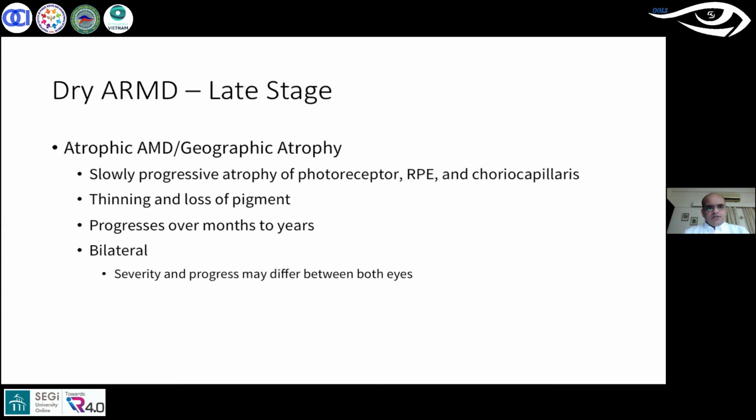Atrophic AMD or geographic atrophy usually causes a slowly progressive atrophy of the photoreceptors, RPE, and the choriocapillaris. There's thinning and loss of pigment. It's slowly progressive over months to years. It may be bilateral, where the severity and progress between the two eyes may also differ. But patients usually don't have a very dramatic course, and their vision remains stable for prolonged periods of time.